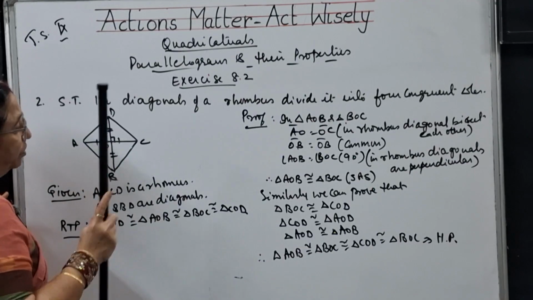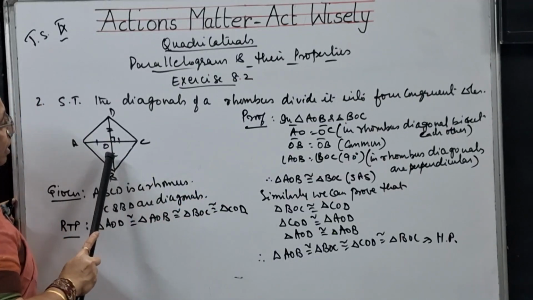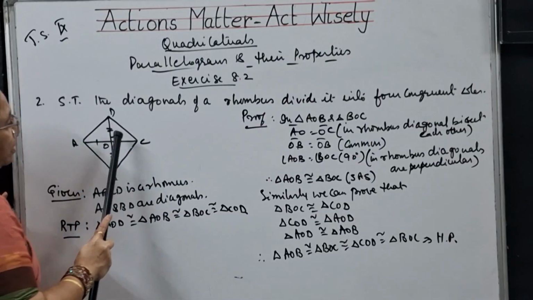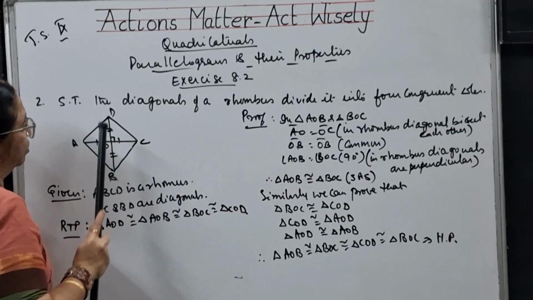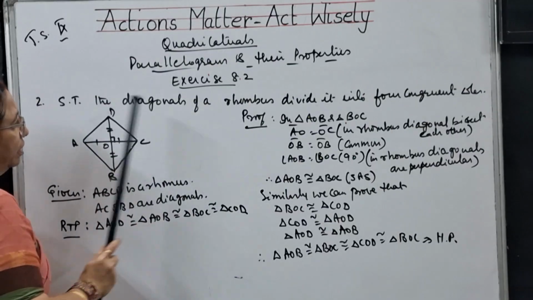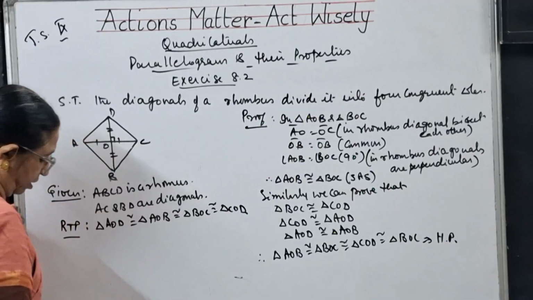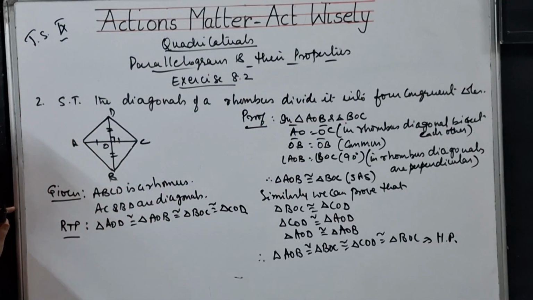So the same procedure we can prove again and again, we need not do it, children. Similarly, we can prove that triangle BOC is congruent to triangle COD, triangle COD is congruent to triangle AOD, and triangle AOD is congruent to triangle AOB. That is why we can say that in a rhombus the diagonals are dividing the rhombus into four congruent triangles. Please write it down.